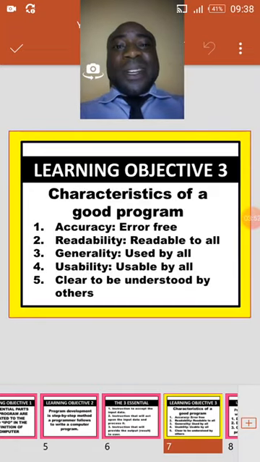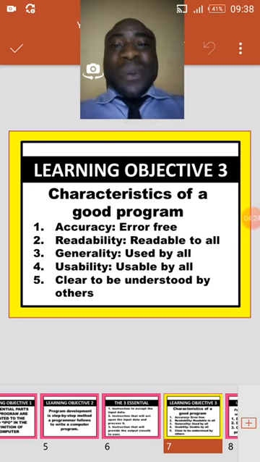Now, before any program will work, there are things that a programmer must follow, and that is what we call characteristics of a good program. And what are these characteristics? We have about 5. 1, accuracy. 2, readability. 3, generality. 4, usability. And 5, clear to be understood by all or others.